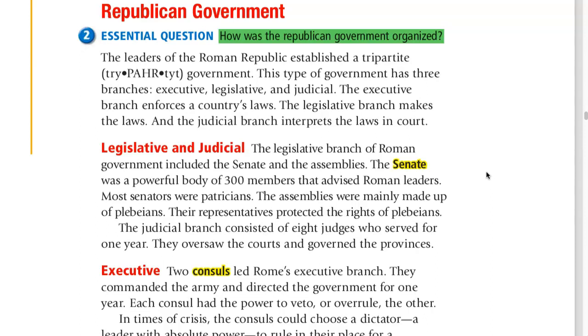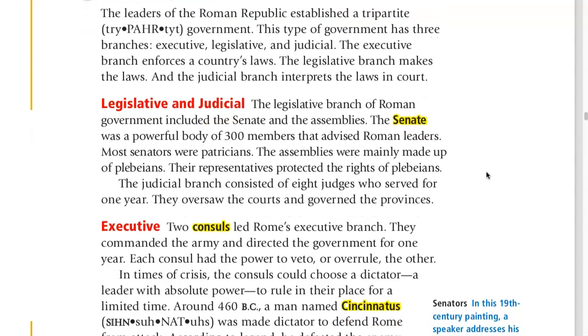Executive, legislative, and judicial. The executive branch enforces a country's laws. The legislative branch makes the laws, and the judicial branch interprets the laws in court. Legislative and judicial. The legislative branch of Roman government included the Senate and the assemblies.